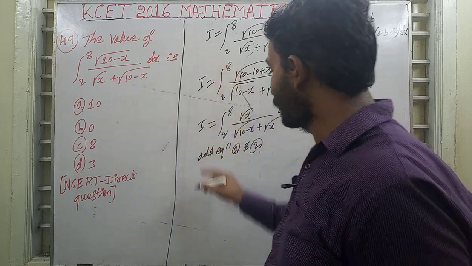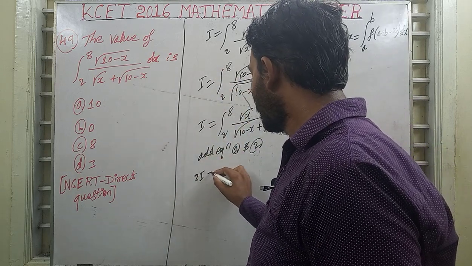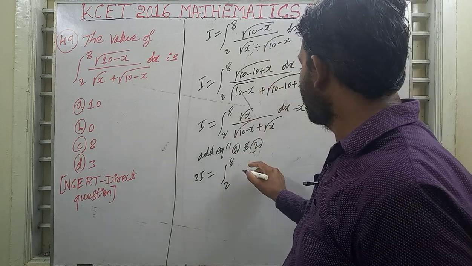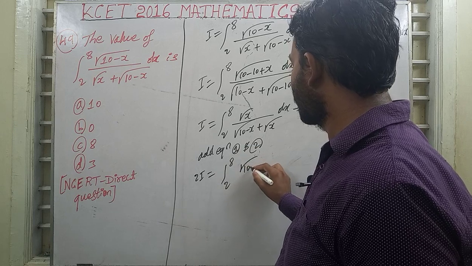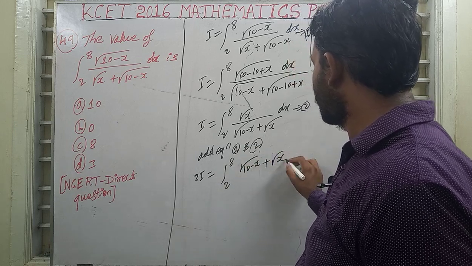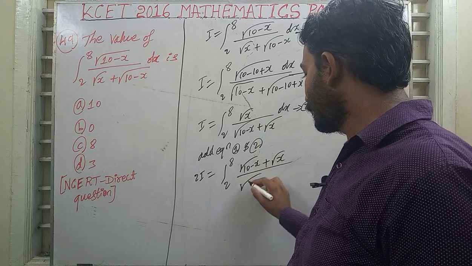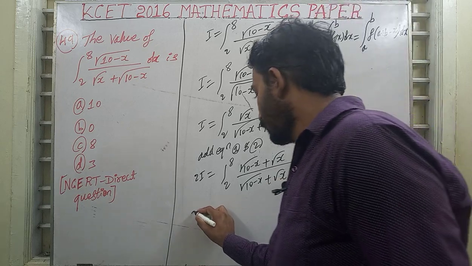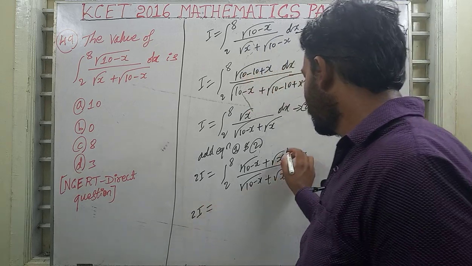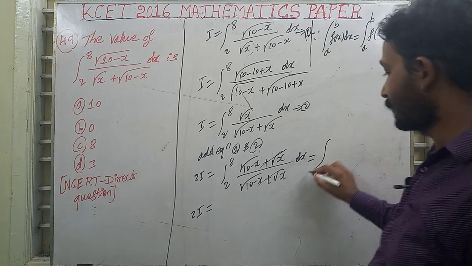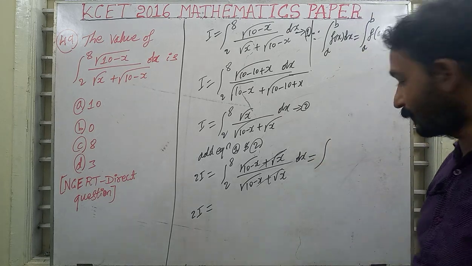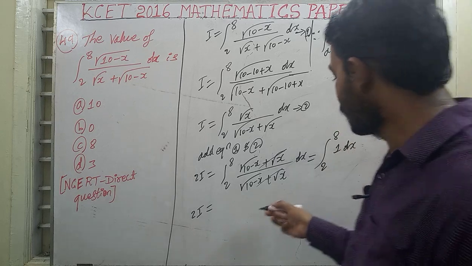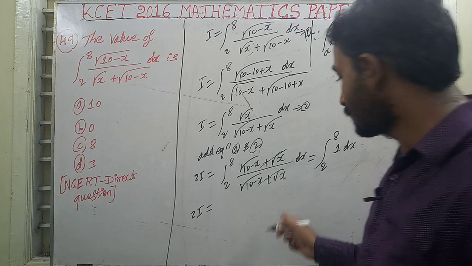We get in left hand side 2I, right hand side integral 2 to 8 is common. So here the denominator is same, add the numerator, nothing but square root of 10 minus x plus square root of x, denominator same, square root of 10 minus x plus square root of x with respect to x. Now 2I is equal to, it becomes 1, they cancel each other, same quantity in both numerator and denominator. Integration from 2 to 8, 1 with respect to x. So integration of 1 is what, x.